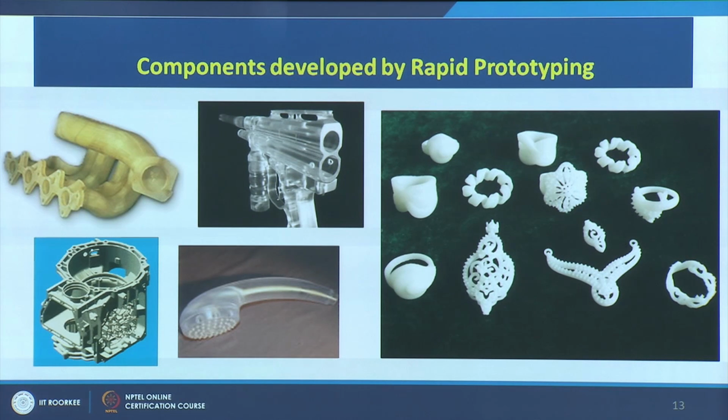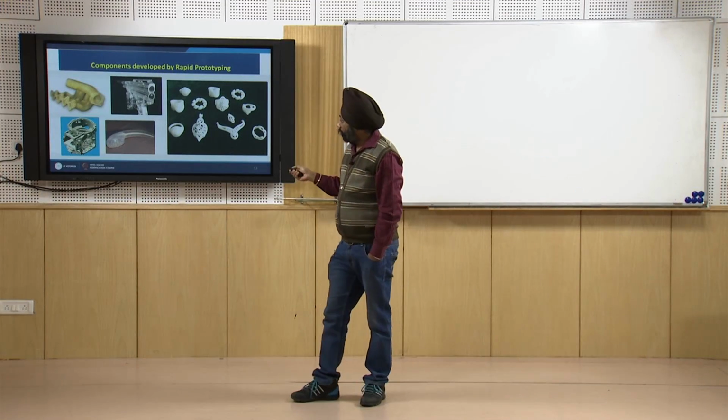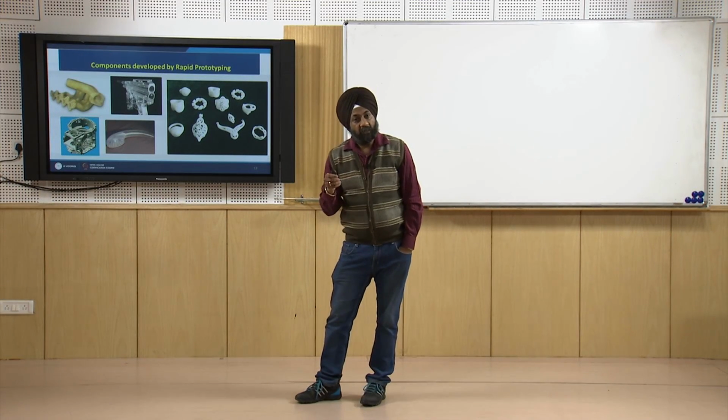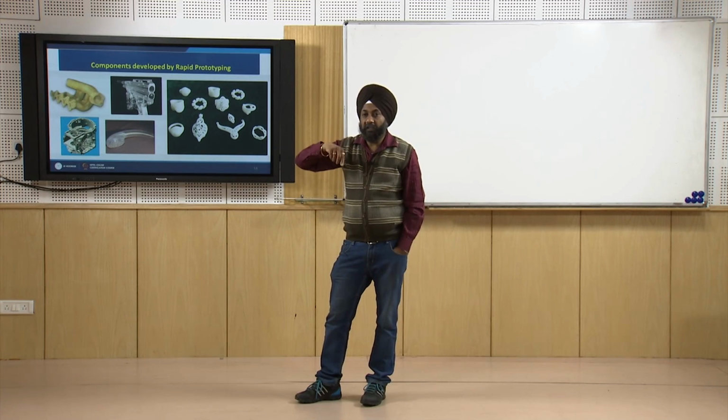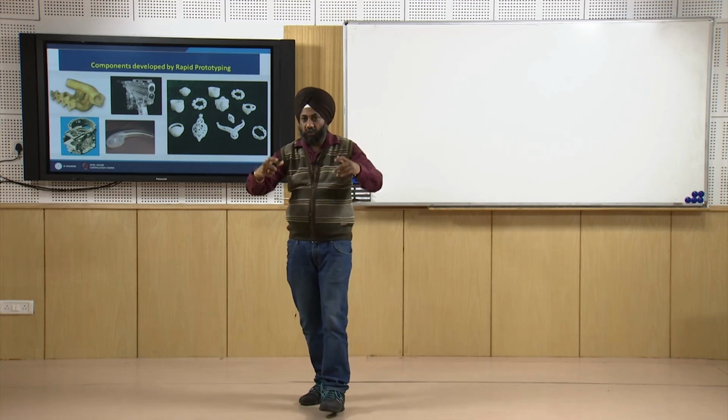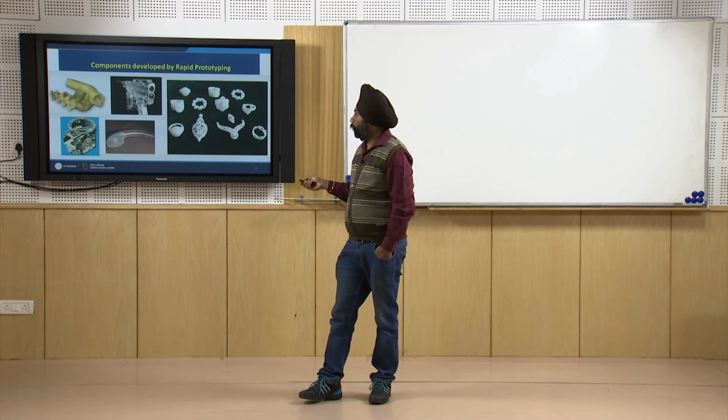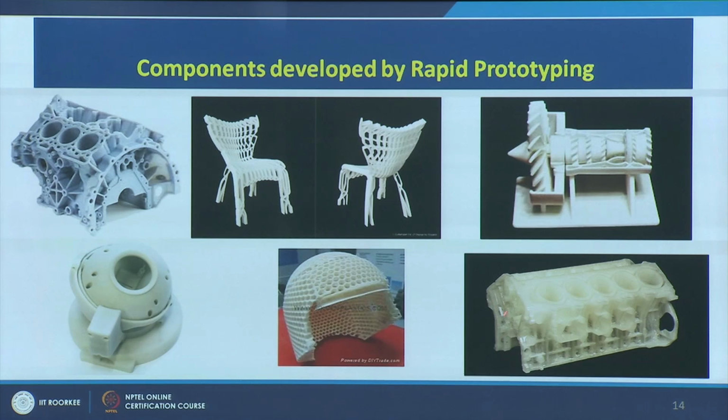So you can see the complexity of the parts, and these parts can easily be made by the rapid prototyping process. The only thing that we need is an accurate CAD file of these shapes. If we have a CAD file, the machine has the capability, with the help of certain support structures, to produce these shapes. You can see the other shapes which are complicated can easily be made by the rapid prototyping process.